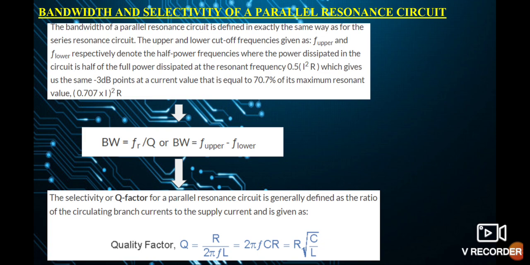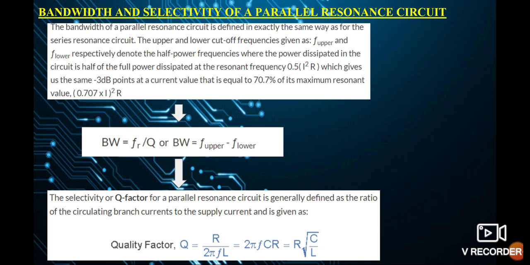Bandwidth. The bandwidth of a parallel resonance circuit is defined in exactly the same way as for the series resonance circuit. The upper and lower cutoff frequencies, given as F upper and F lower respectively, denote the half power frequencies, where the power dissipated in the circuit is half of the full power dissipated at the resonant frequency, 0.5 I square R, which gives us the minus 3 decibel point at a current value equal to 70.7% of its maximum resonant value, that is 0.707 into I square R.